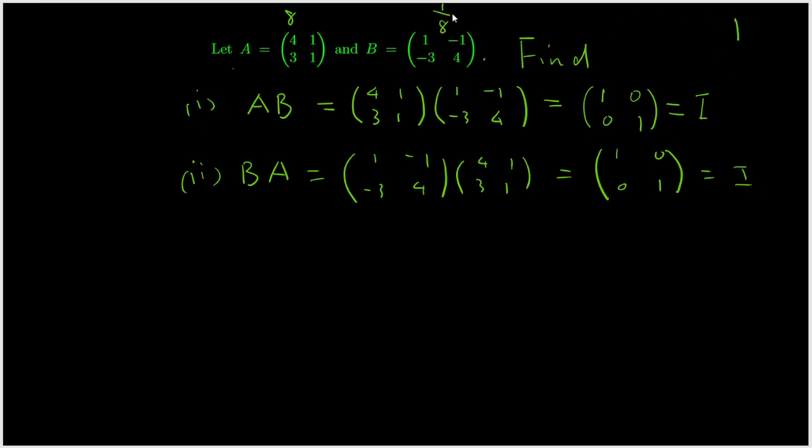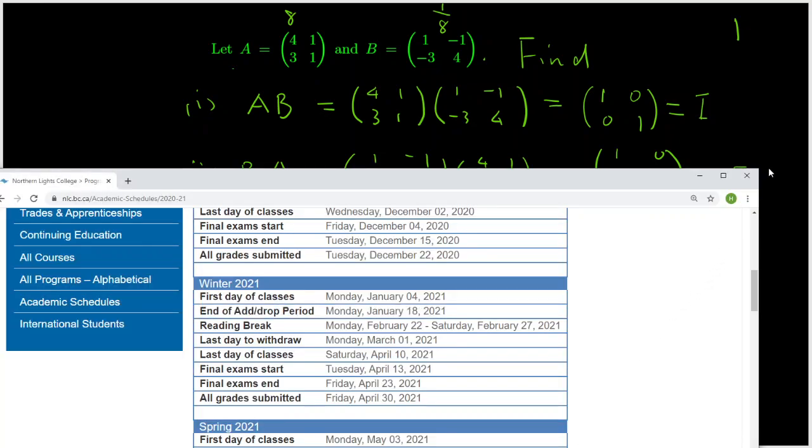So 1 over 8 in numbers is called the reciprocal of 8, right? But in matrices we call B the inverse of matrix A. It's the multiplication inverse. Now I'm going to give you the definition. We're going to define what we mean by the inverse of a matrix.